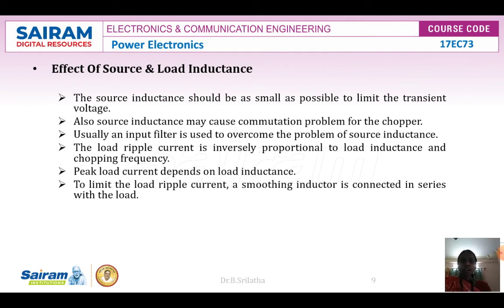Effect of source and load current. The source and load current should always be as small as possible, to limit the transient voltage. That is the first condition. Next, it may cause commutation problems for the choppers, and to overcome this we use an input filter to avoid the problems of the source inductance.